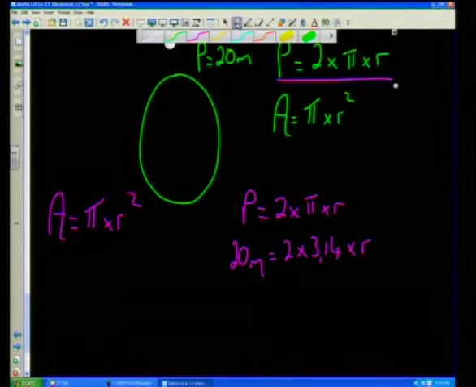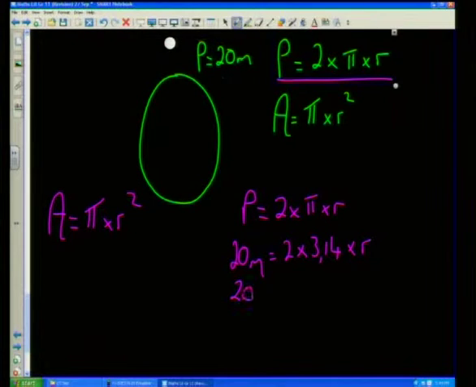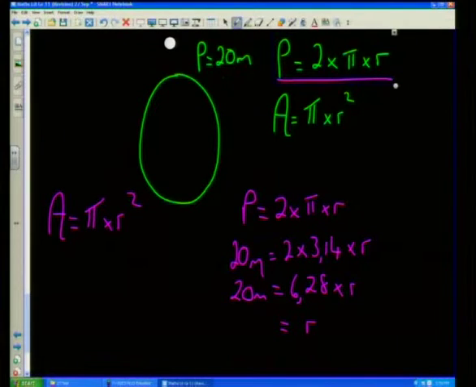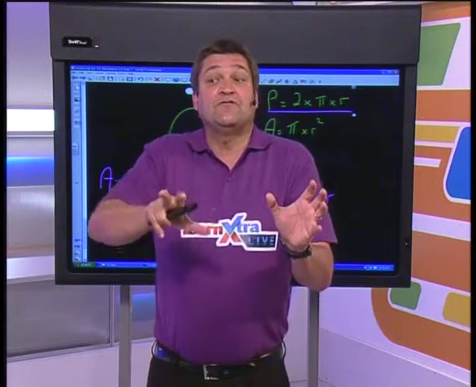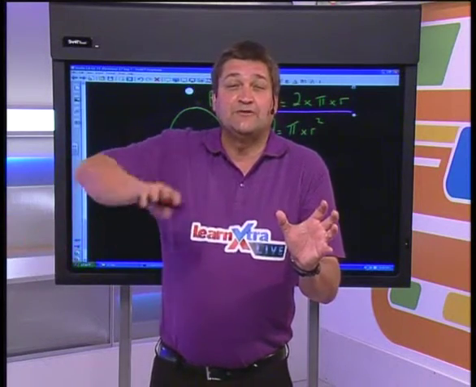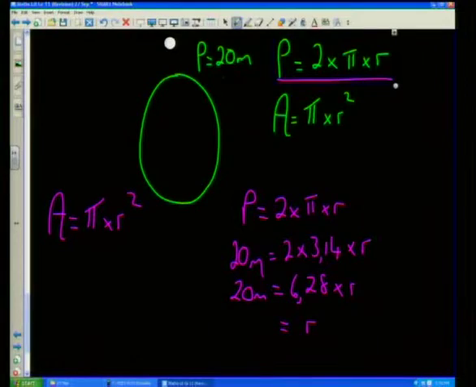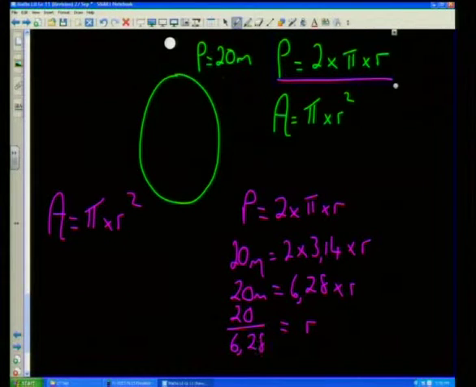So I've already got that 20 meters is equal to 6.28 times radius. And remember, I'm trying to calculate the radius by itself. Now, what's the sign between the 6.28 and the radius? The sign between those two is times. So when I get rid of that 6.28, what am I going to do with it? I'm going to divide. So let's do that. So we've got 20 meters divided by 6.28.